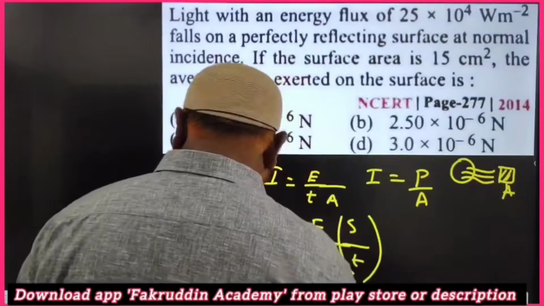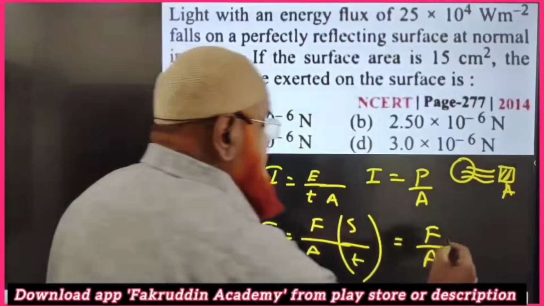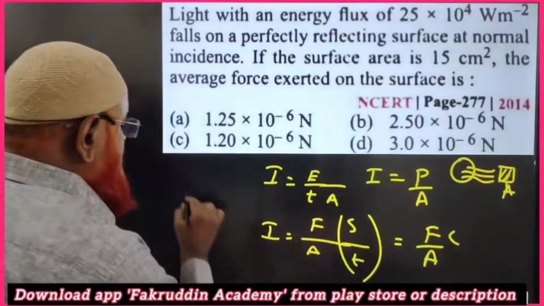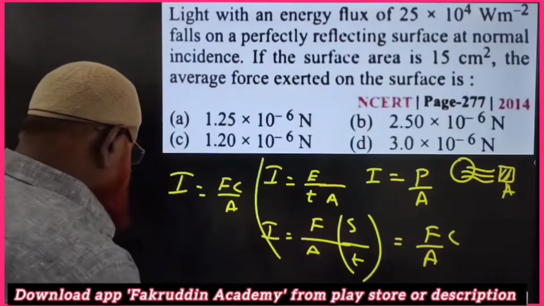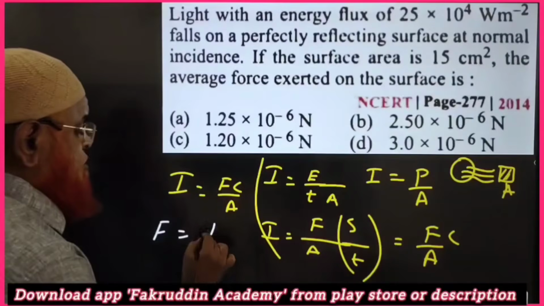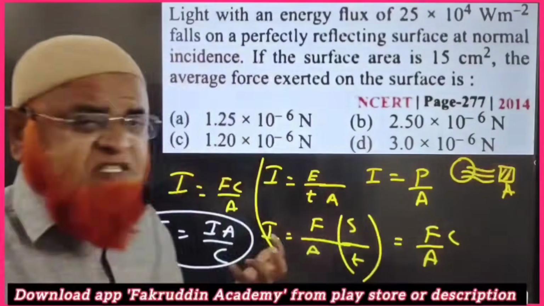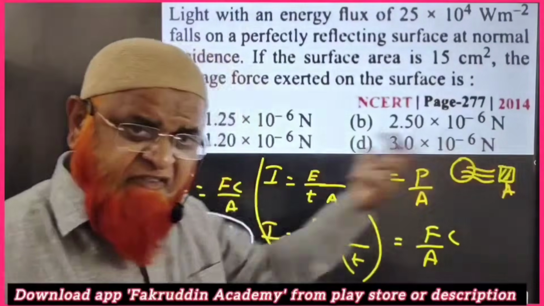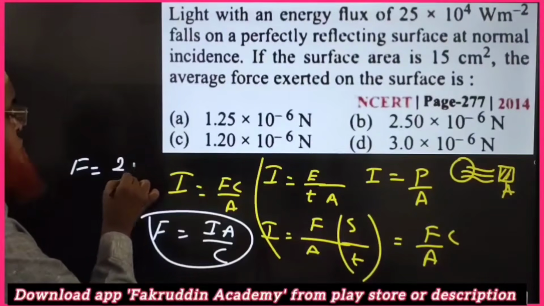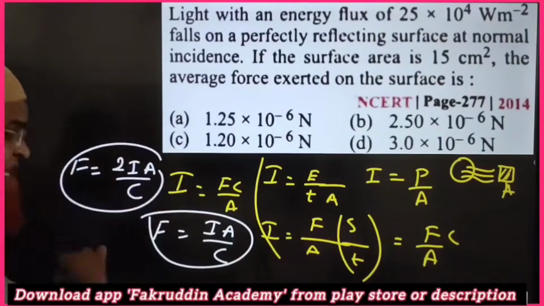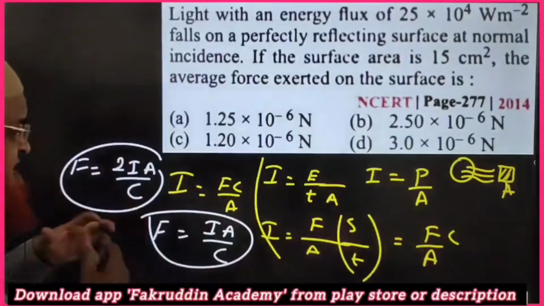Then force by area. Displacement by time is taken as velocity, but here it is taken as the velocity of light. So I is equal to Fc by A. Next, F is equal to IA by C. Now, when the light falls and reflects back, the force becomes 2IA by C, double, because it falls on a body and reflects back. Then you can consider double here.